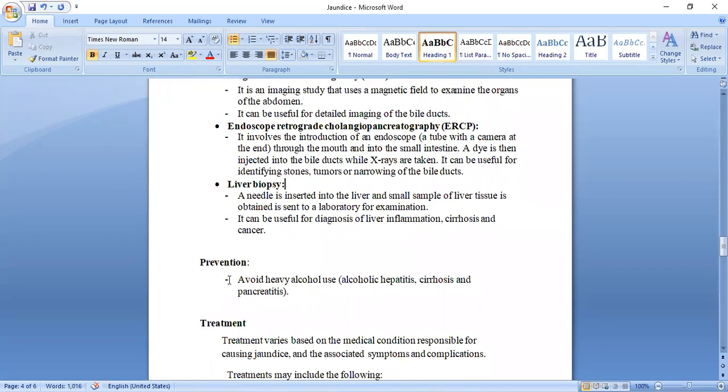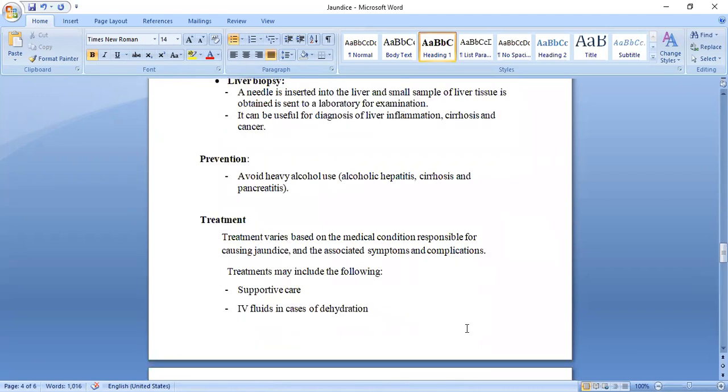Okay, then how are we going to prevent that? We all know that due to alcohol, the liver will get damaged. This is the main cause. So avoid heavy alcohol use. That's how we can avoid alcoholic hepatitis, cirrhosis, and pancreatitis.